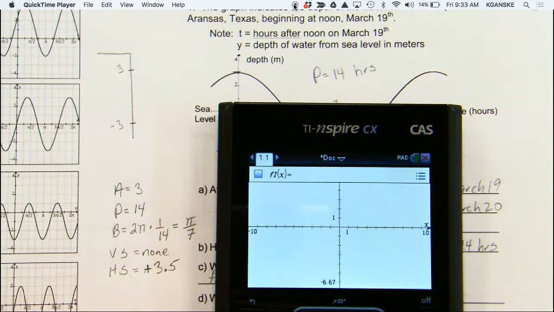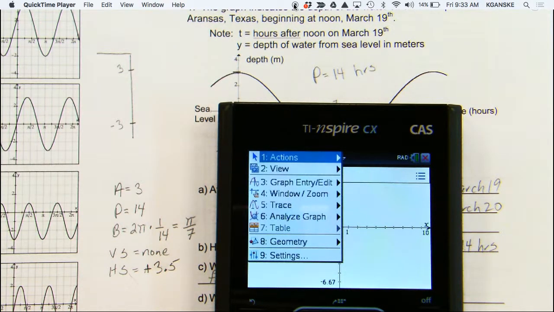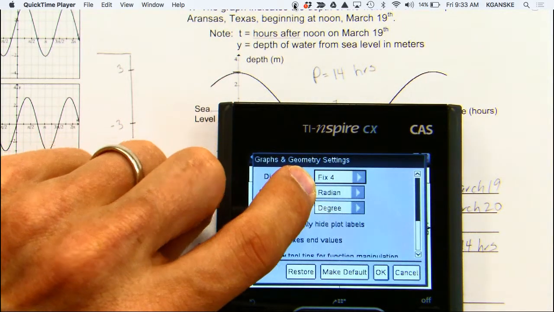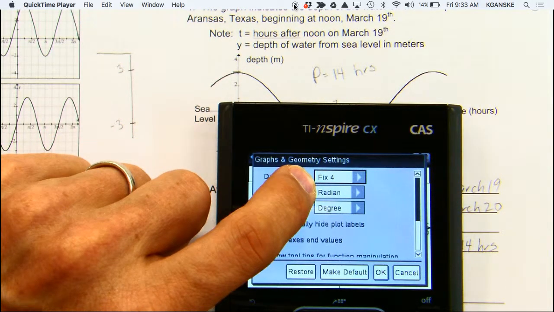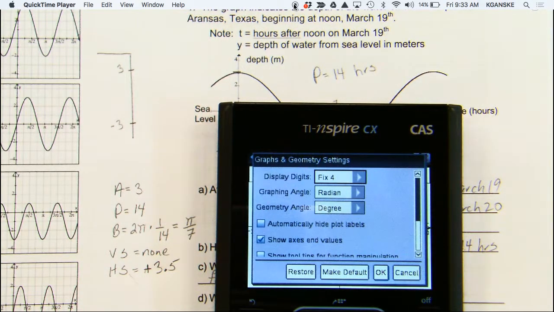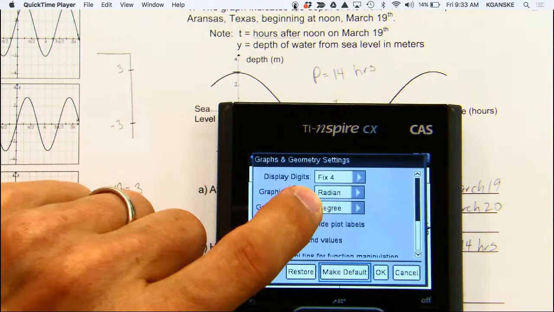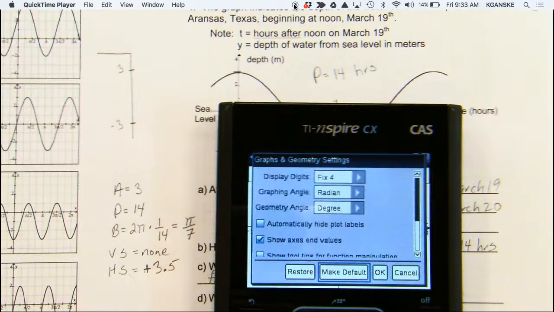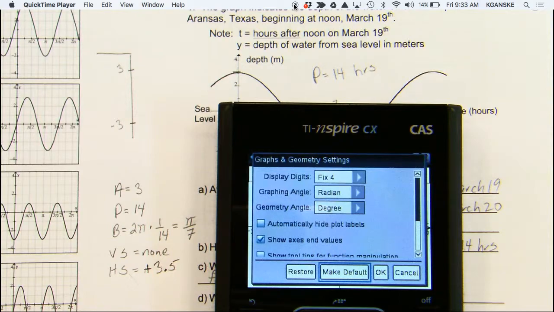Okay, the first thing I want you to do is go to the settings. So go menu, and then 9. Just make yours so it looks like mine. So you've got fix 4, and you've got radians. Every time we do one of these trig quizzes or tests, somebody always gets a weird looking graph, and it's because they're in degrees instead of radians. They don't have the right angle measure. All right, so let's make that your default.